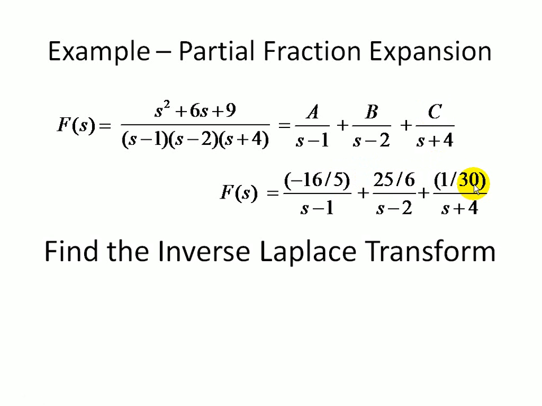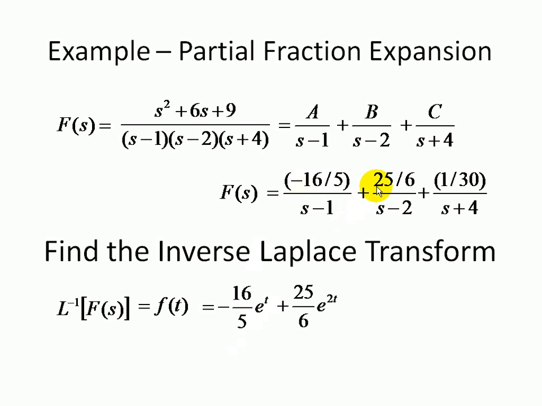Now we find the inverse Laplace transform based on this partial fraction expansion, and we see that this is associated with the first term here. When we find the inverse Laplace transform, we know that's a function of f of t, and here it's just negative 16/5 e to the t. Similarly, for the second term, it will be 25 over 6 e to the 2t, and then finally we have 1/30 e to the minus 4t. So that's our inverse Laplace transform associated with this polynomial f of s.